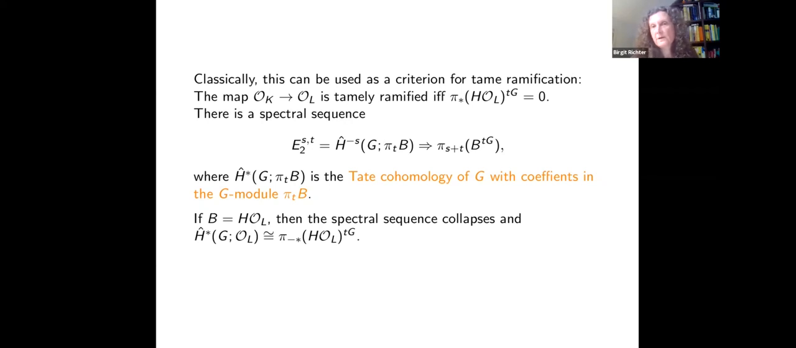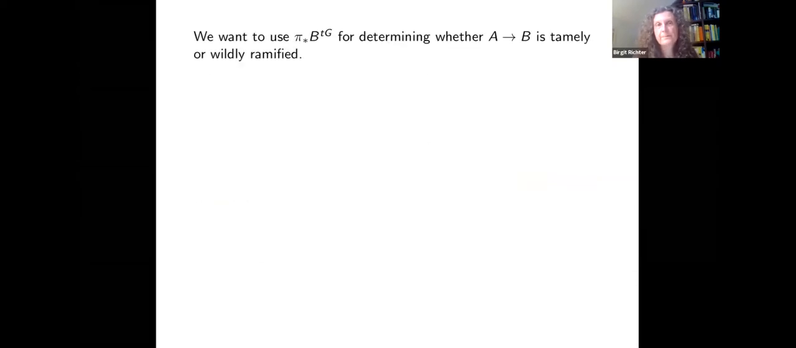And then the spectral sequence, if you just have a ring and you transport this into stable homotopy, this just collapses and you just have one line. So this just gives you Tate cohomology back in the algebraic case. So this is what we try to transfer to homotopy theory. So we want to use the Tate construction for saying an extension of ring spectra is tamely or wildly ramified.